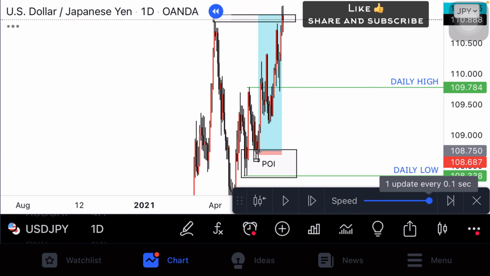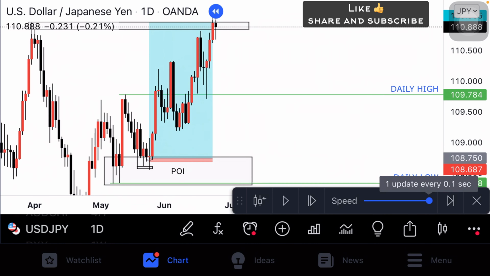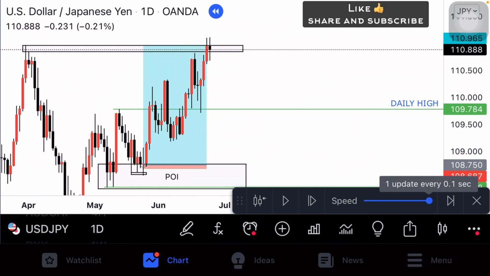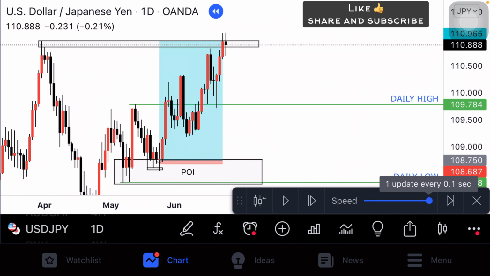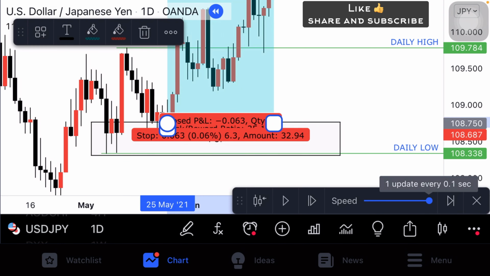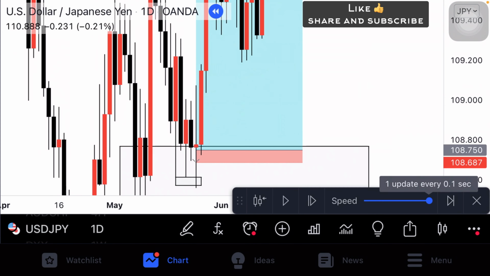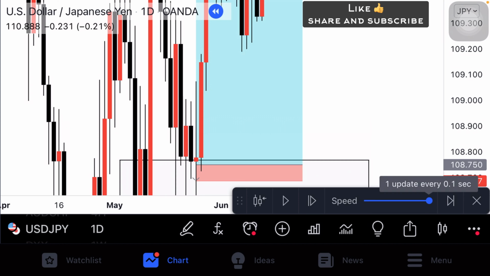Let's see how long this was. Let's go on the daily. Probably, let's see, 1, 2, 3, 4, 6, 8, 10, 12, 14, 16, 18, 20, 22 days. So over the period of 22 days, we caught 221 pips. And remember, guys, we used a 6.3 pip stop loss, right? 6.3 pip stop loss. We didn't go into much drawdown, maybe 1 pip drawdown.